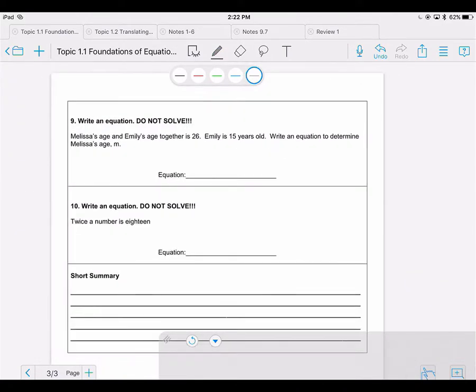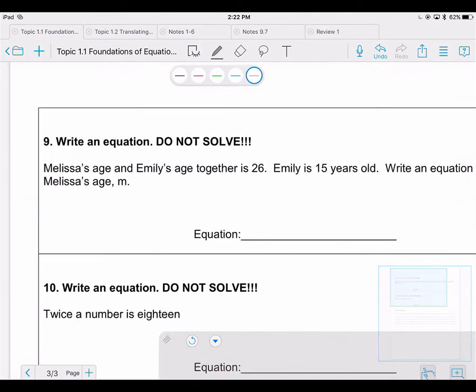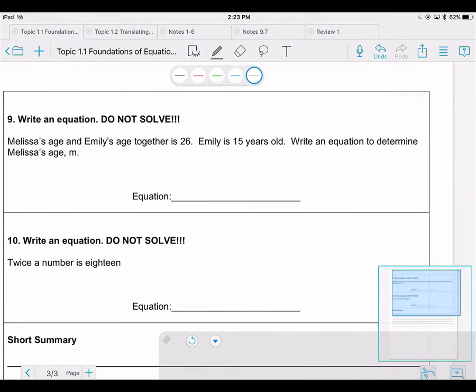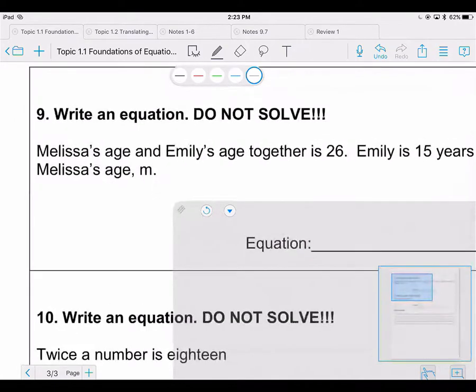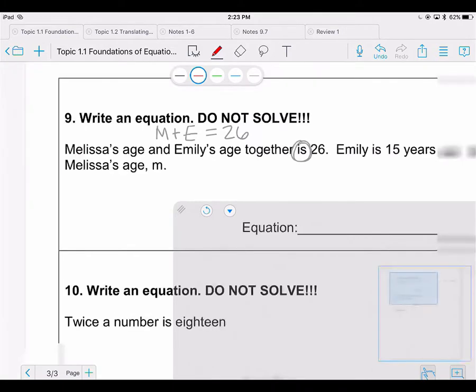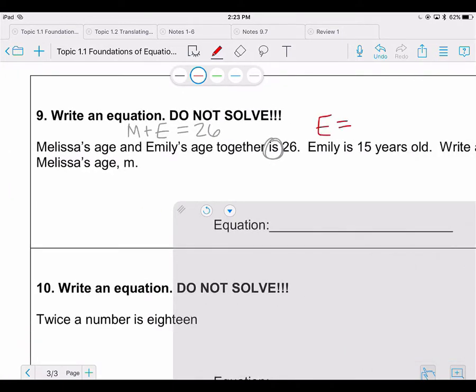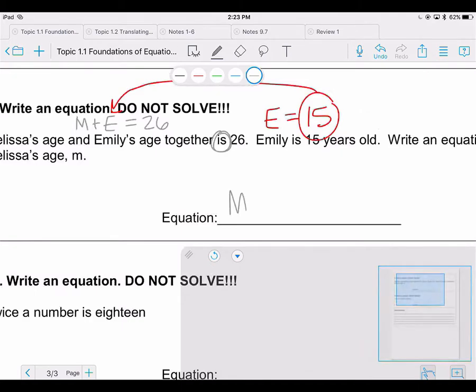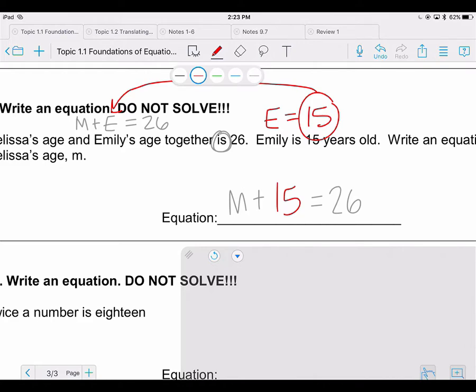Two last problems that we are asked to write an equation but not solve. So Melissa and Emily's age together is 26, Emily is 15, find Melissa. So Melissa and Emily together, total means equal 26. And then we find out Emily is 15. So instead of writing Emily, I'm going to write the number for Emily, but everything else is going to stay the same. So M, the plus, and the equals 26 is going to stay the same. Instead of E for Emily, I'm going to put 15. So Melissa plus 15 would equal the total of 26.